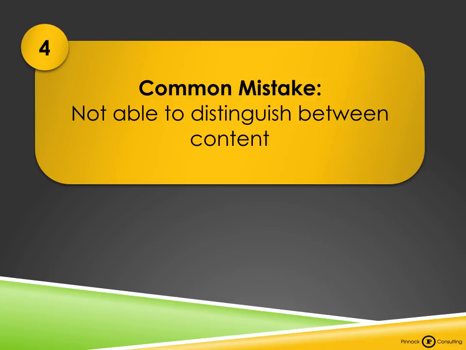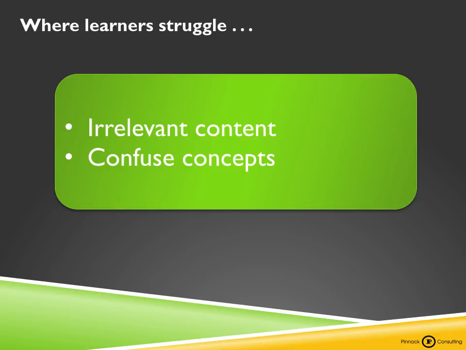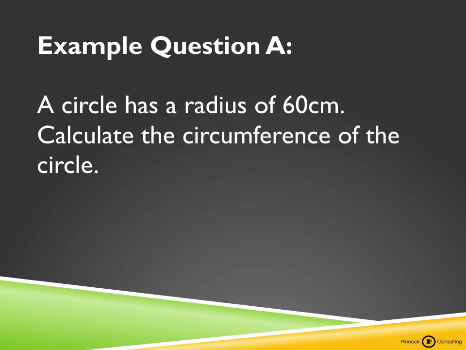The fourth common mistake is that learners are not able to distinguish between content. Often learners give irrelevant content in an answer, and often learners confuse concepts and terminology. Have a look at this example. Learners are still unfamiliar with mathematical terminology and substituted in the radius of 30 centimeters. They halved the amount because some of the learners assumed the radius was the diameter.